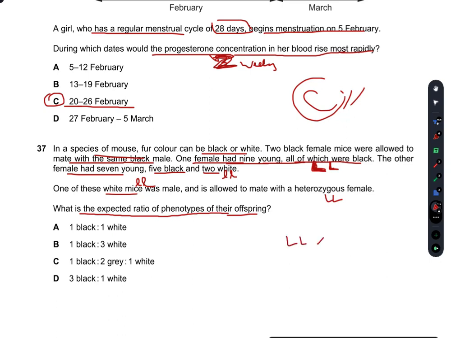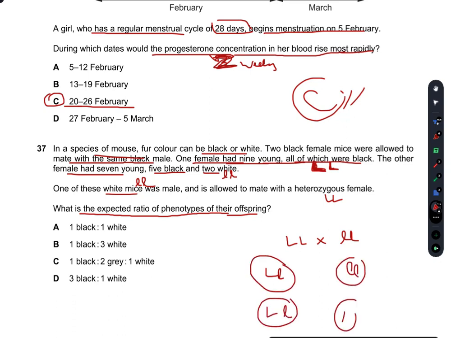So that's simply L multiplied by small l. So capital L, small l, and small l, small l. These two small l are white, whereas these are black. So that is 2 ratio 2, that is 1 ratio 1. So A is the right answer.